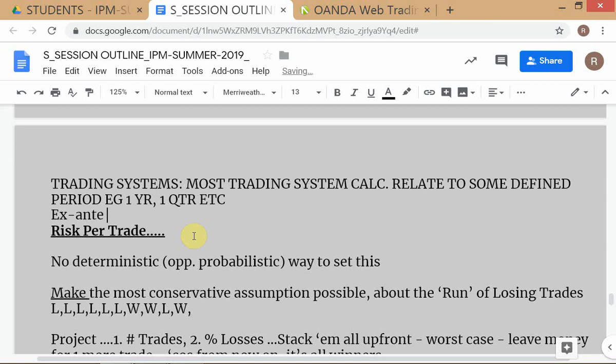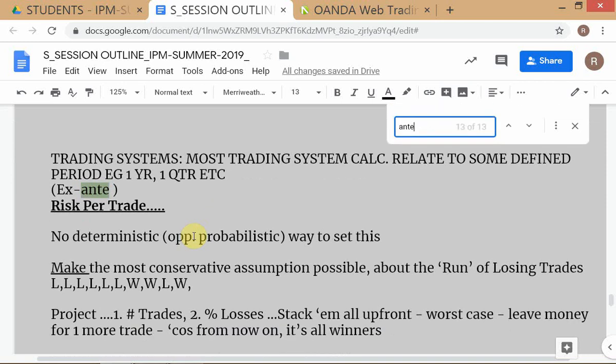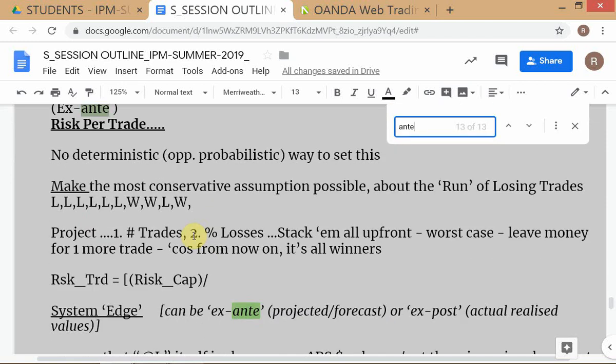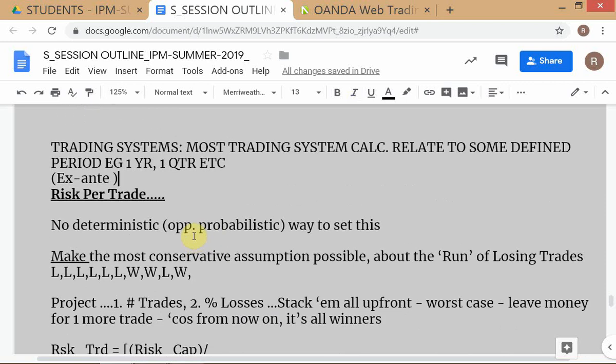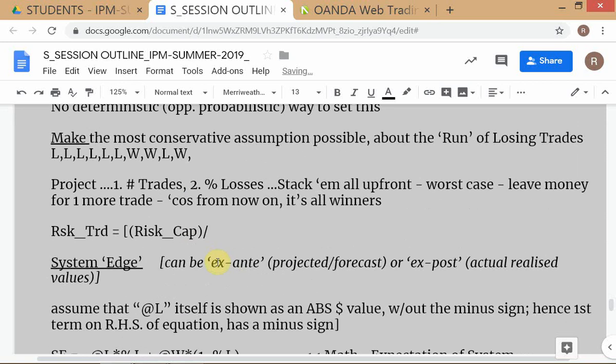I think I've written the definition somewhere else. Most of these projections we are doing are actually ex ante. Let me see, yes, system edge I've defined there. So we are right now doing ex ante calculations, but these calculations can be either ex ante or ex post.